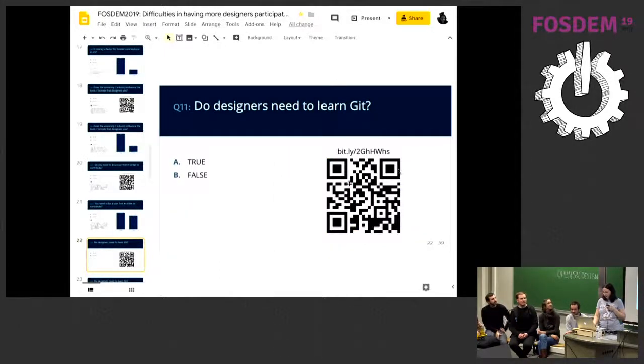Okay, so the next question is, do designers need to learn Git? And Belen, do you have something to say? No? You don't know Git?